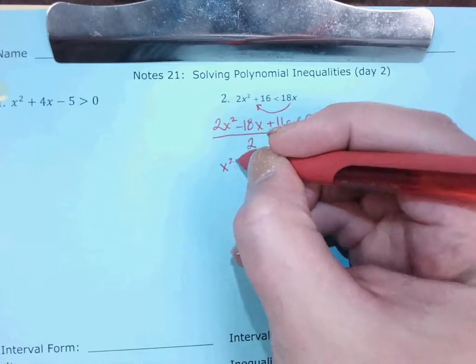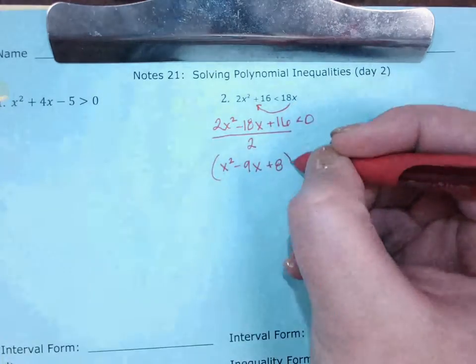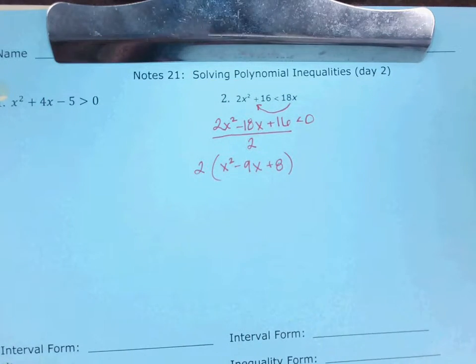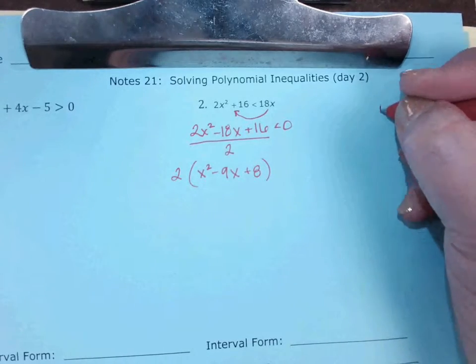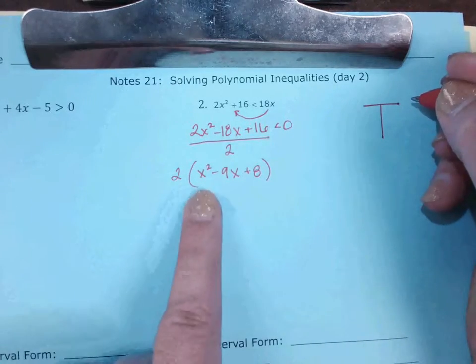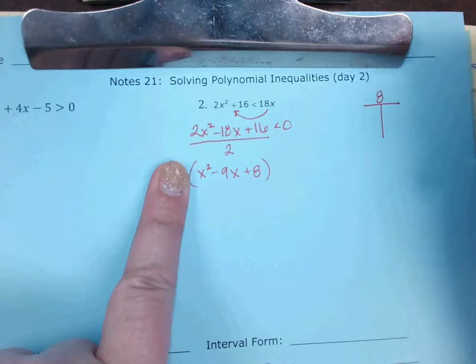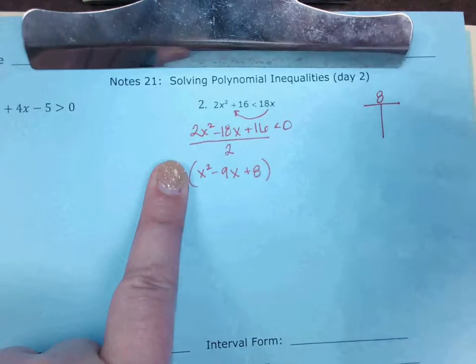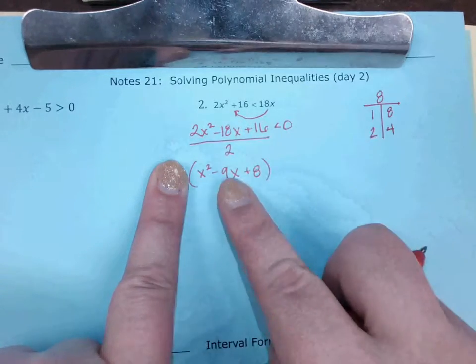x squared, 9x, plus 8, 2 on the outside, less than 0. You can keep putting that if you want, but you don't have to until the end, really, if you don't want to. Okay, so what do I put at the top of my t-chart? 1 and 8. Okay, 1 times 8 is 8. Remember, the 2, I'm pretending like it's not there when I t-chart. That's pulled out, it's gone. Okay, I can do 1 times 8 or 2 times 4, but which of those will add to 9?